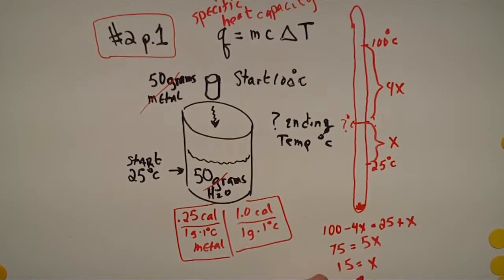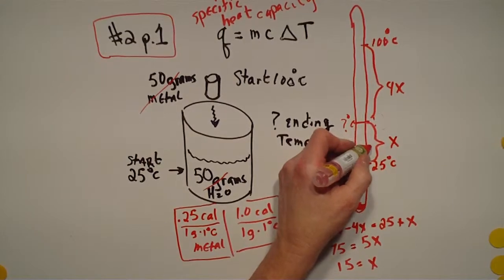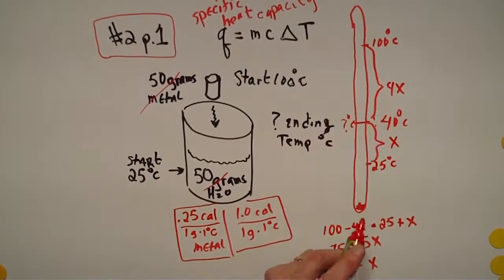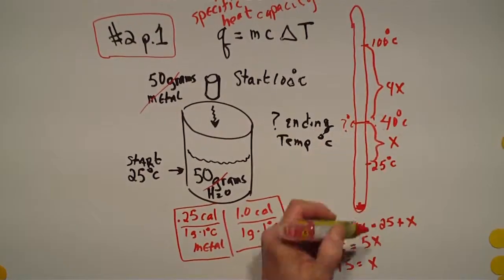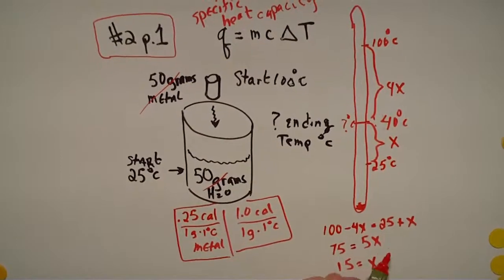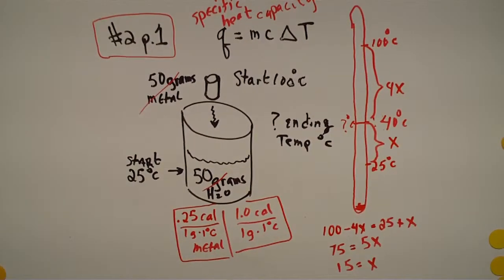So the change is going to be 15 for x, meaning 25, 35, 40. 40 degrees C will be the final temperature. Since X is going to be 15, I have to add 15 to 25 and get the final temperature, which turns out to be selection B on the packet.